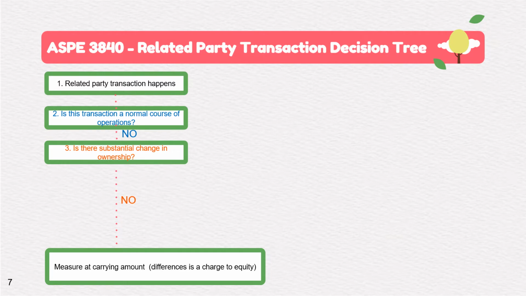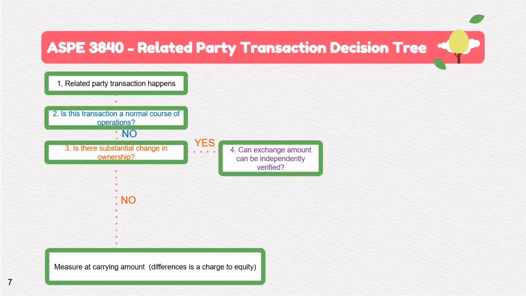If, for some reason, there is a substantial change in ownership, then you ask yourself, can the exchange amount be independently verified? If your answer again is no, then you're going back to where you kind of started before, where you're going with the carrying amount.